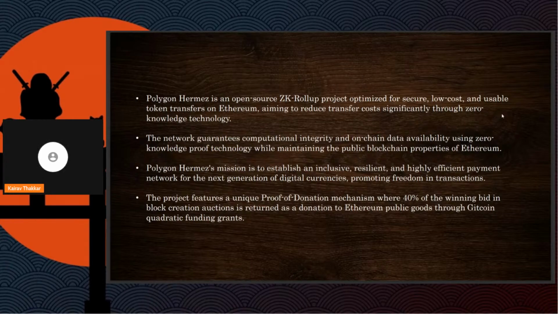This project features a unique proof of donation mechanism where 40% of the winning bid in block creation goes as a donation to Ethereum public goods, and the remaining 60% is used to incentivize the block creators. As a result of the Polygon Hermez technology, we are able to create an inclusive, resilient, and highly efficient payment network.